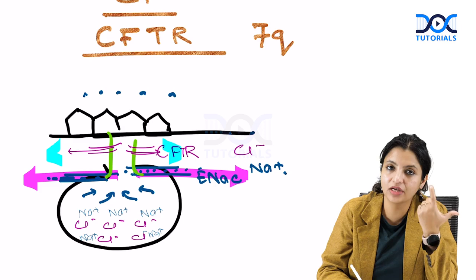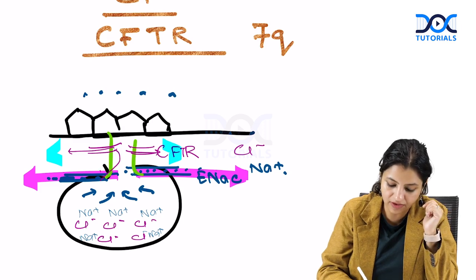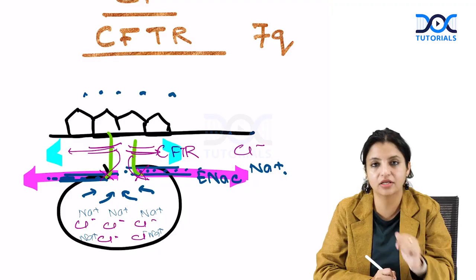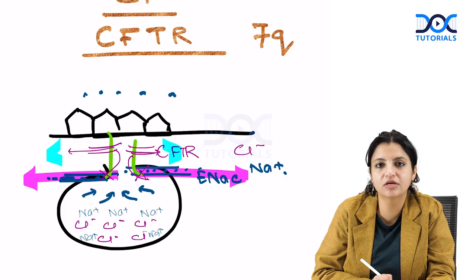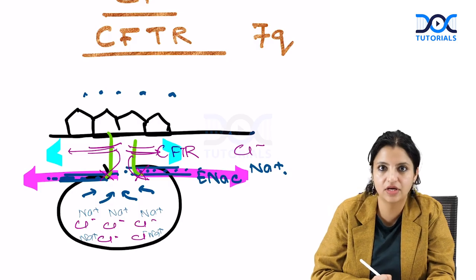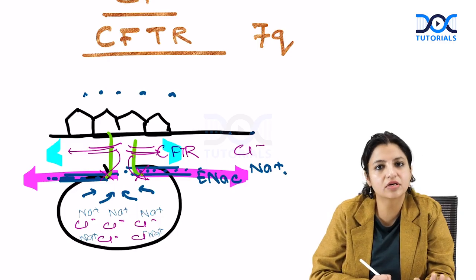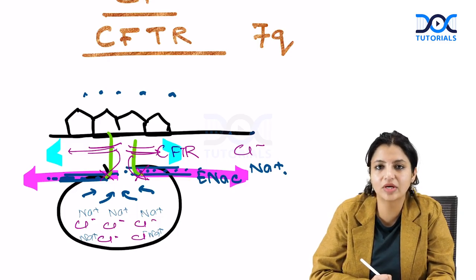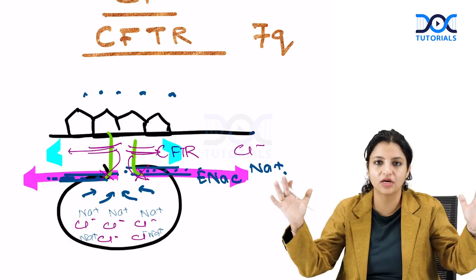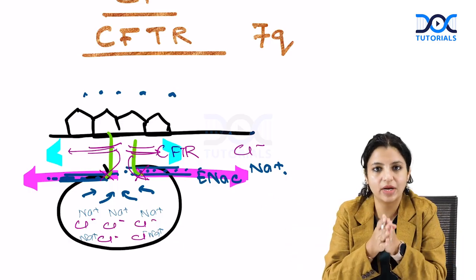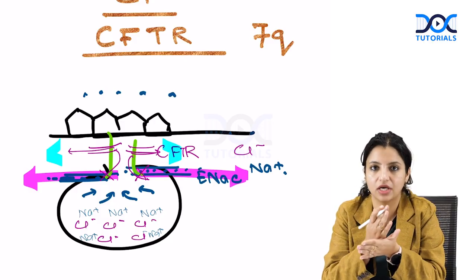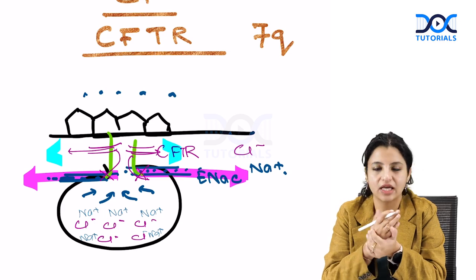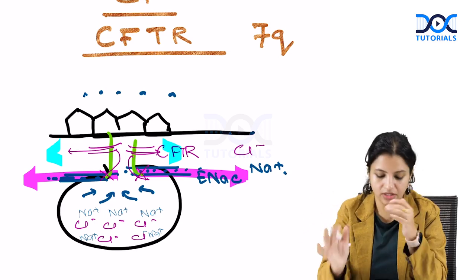Normal CFTR channels also have the function of blocking the ENaC channel. Whenever these normal CFTR channels are working, they block the ENaC channel everywhere in the body, except in sweat glands. In sweat glands they don't do it; both of them go together, out and in. So apart from sweat glands, everywhere in the body, the CFTR channels have the major function of blocking the ENaC channel.